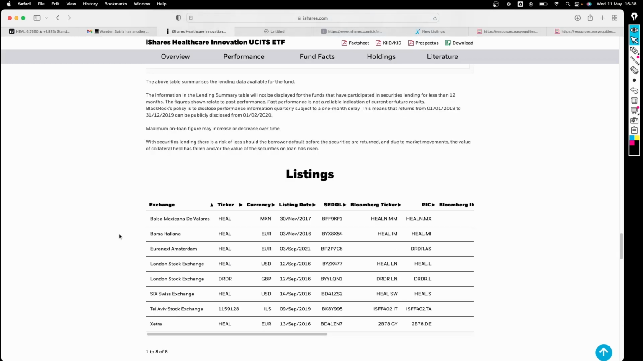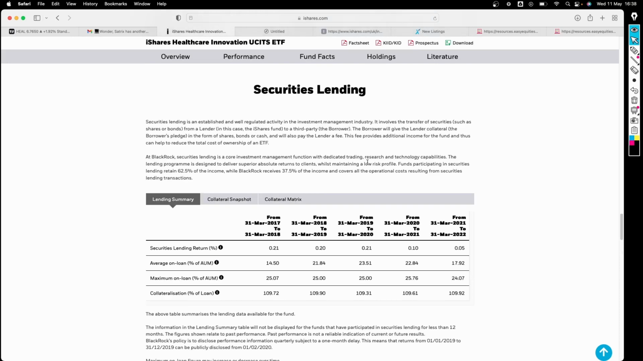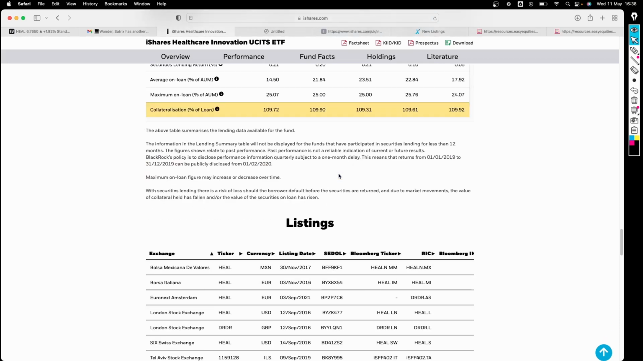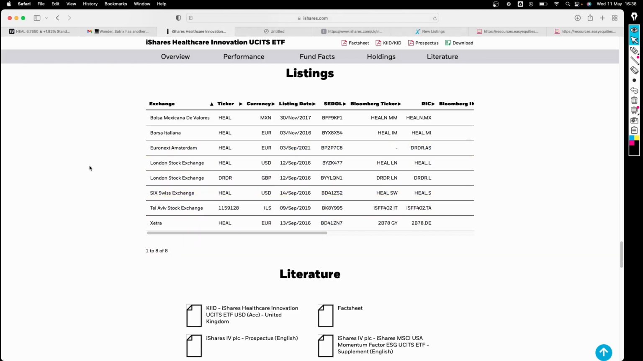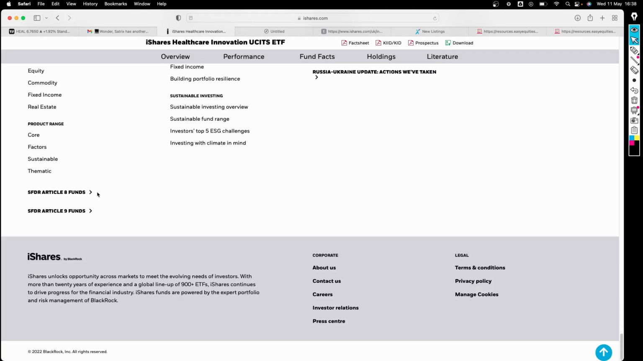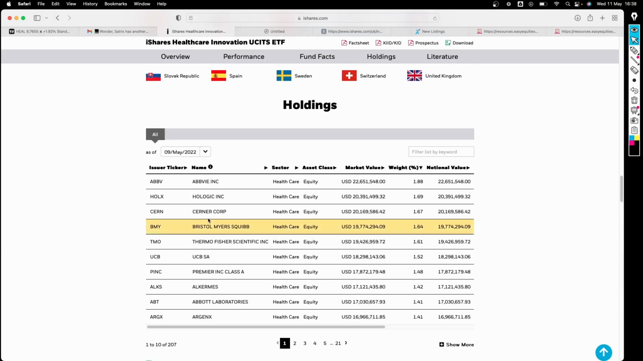Okay, so now we're not going to cover the securities lending. It's a bit of a complicated topic. Then we can see that it is listed at different exchanges like Mexico, Italy, Amsterdam, and London, and other exchanges around the world. So that's just about it here about this ETF.